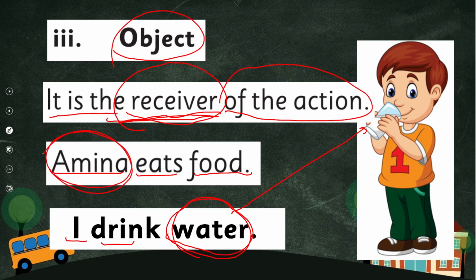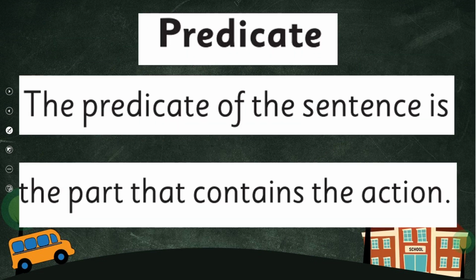Amina is doing the action. She is the subject. What is she doing? She eats. So eat is the verb and food is receiving the action. It's the object. So this is called subject, verb, object. Subject, verb, object structure of a sentence.